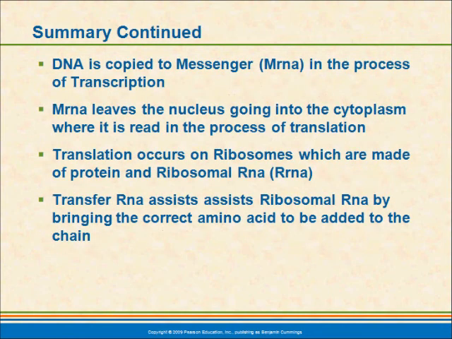So to summarize that, DNA is copied to messenger RNA in the process of transcription. Messenger RNA leaves the nucleus, going into the cytoplasm where it is read in the process of translation. Translation occurs on ribosomes, which are made of protein and ribosomal RNA, and transfer RNA assists ribosomal RNA by bringing the correct amino acid to be added to the chain.